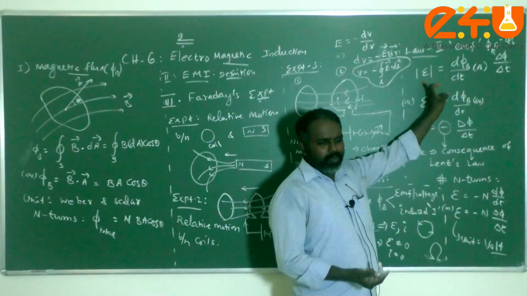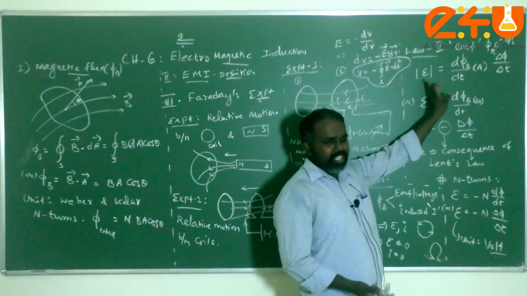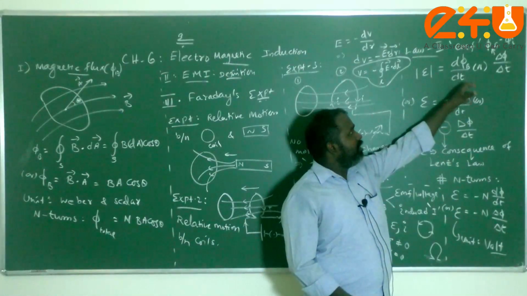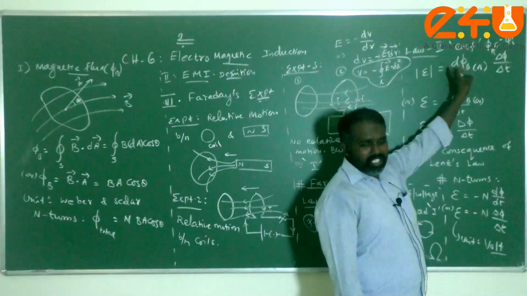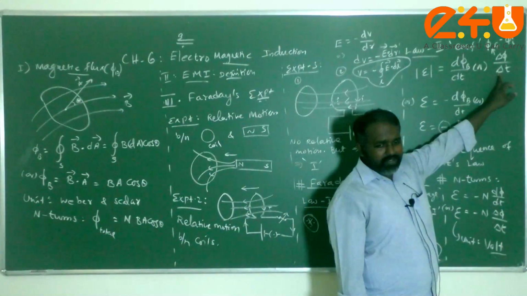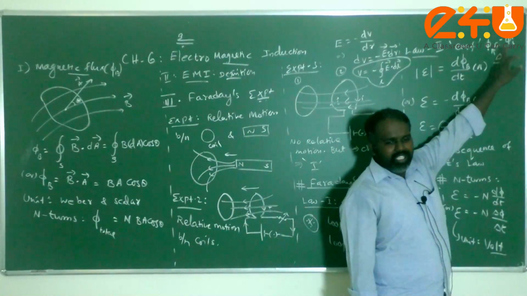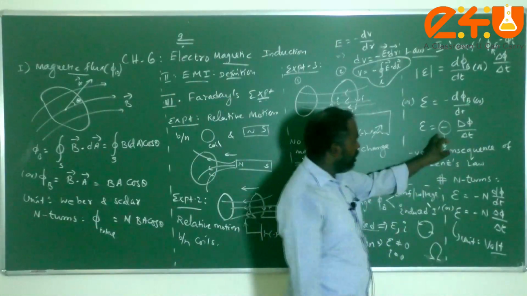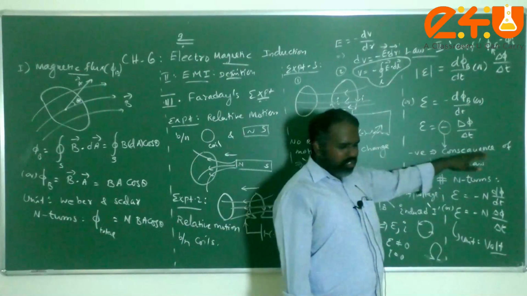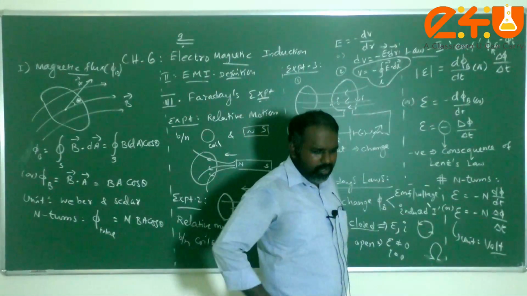Here I am taking the proportionality constant to be unity. Then I can write mod E is equal to dΦ by dt. This case is instantaneous, and this will be the average flux variation. ΔΦ is nothing but the final minus initial flux value, and the negative sign is based on Lenz's law. What that is, we are going to discuss.